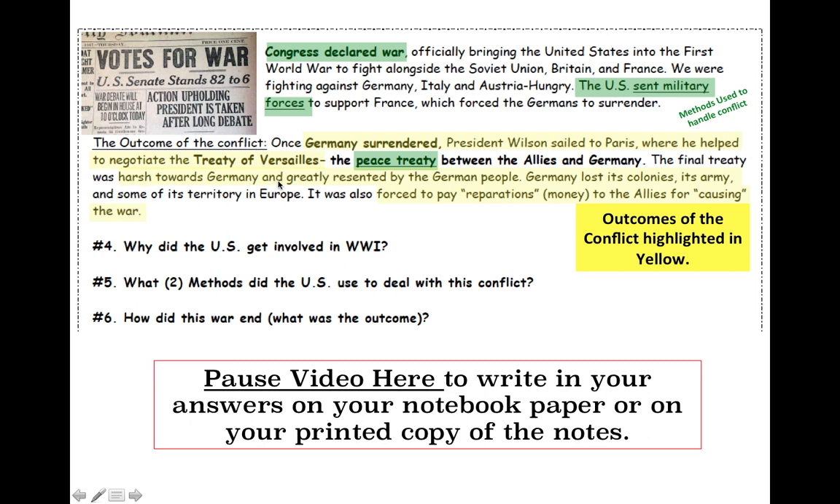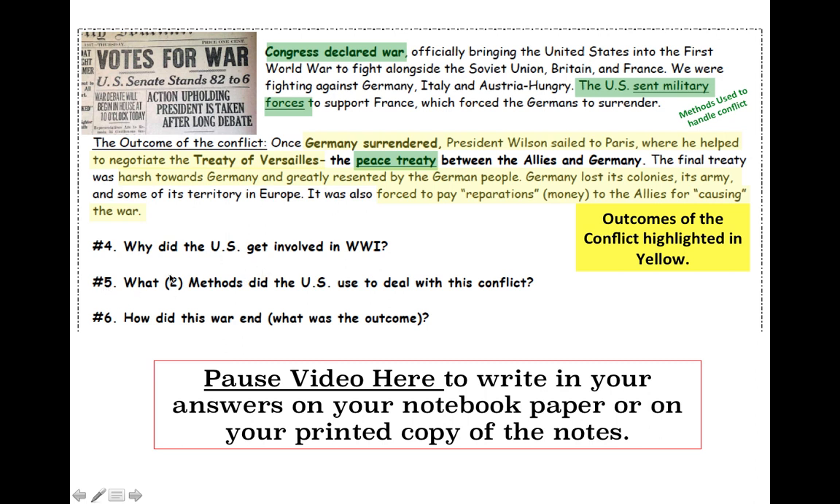So it was harsh. The people hated it. Germany lost colonies. They lost their army. They even lost territory in Europe. And they were forced to pay reparations and accept the guilt for the war. So for question 4, you need to know, why did we get involved? Again, that was on the previous slide, showing you in blue, I highlighted.